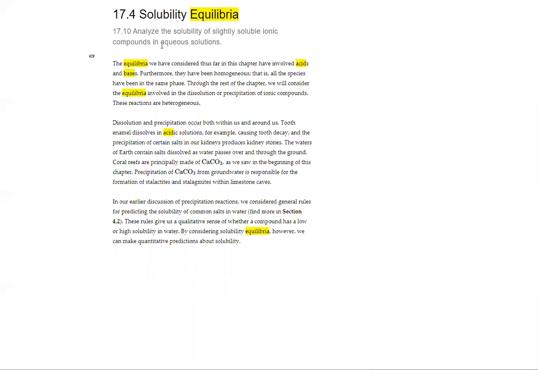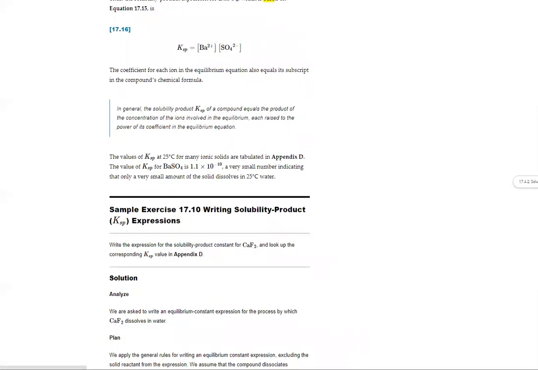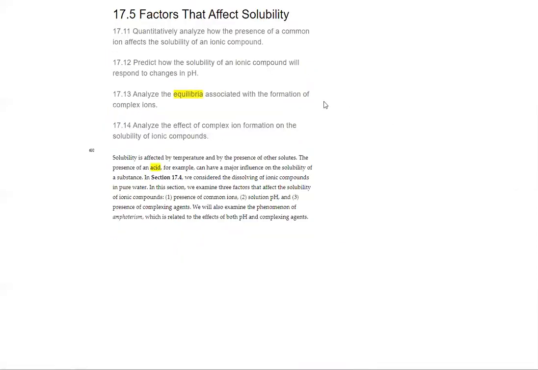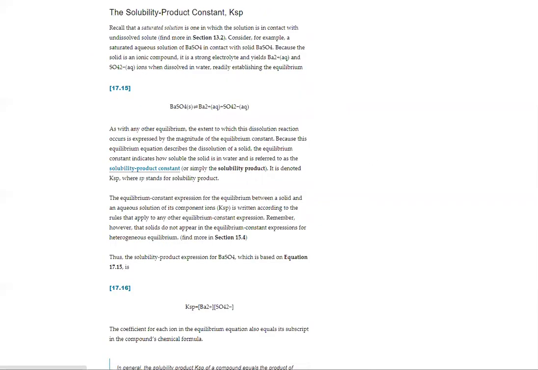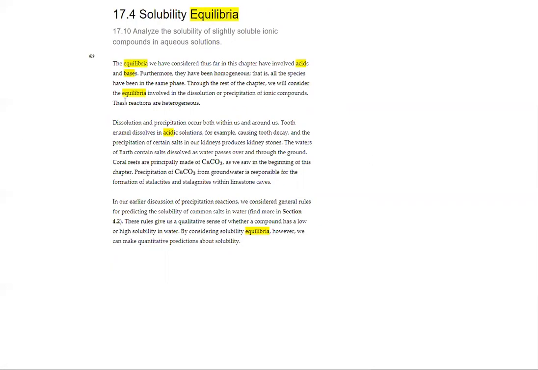So section 4, solubility equilibria. Equilibria we have considered thus far. Hold on, what is section 5 on? Factors that affect solubility. I'm just going to touch on solubility equilibria here because it's not too difficult. It's just basically solubility. So you'll have something like CaCO3.